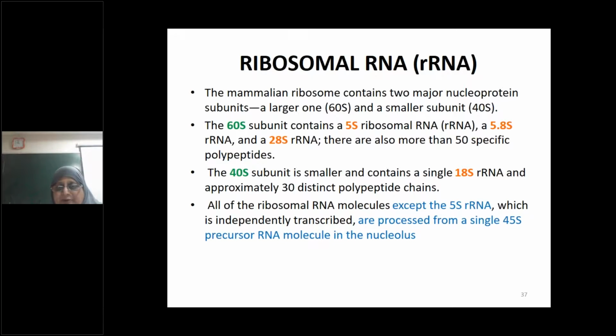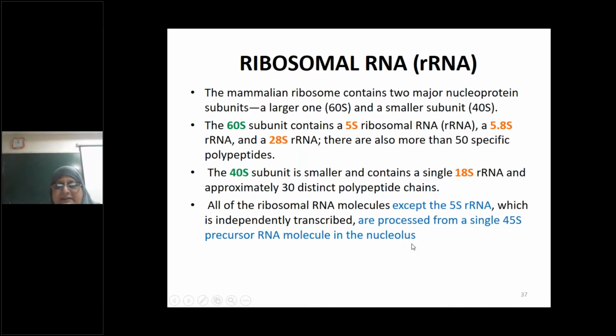Now, these mammalian ribosomes consist of 2 major subunits, a 60S subunit and a 40S subunit. The 60S subunit again consists of a 5S, a 5.8S, and a 28S ribosomal RNA, while the 40S subunit contains only a single 18S RNA. Now, all these ribosomal RNA molecules, except the 5S RNA, which is independently transcribed, are processed from a single 45S precursor RNA molecule in the nucleolus.